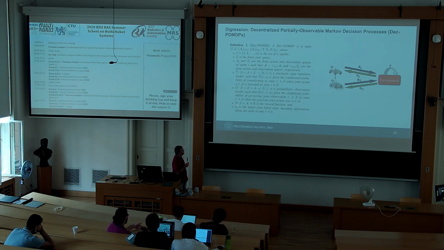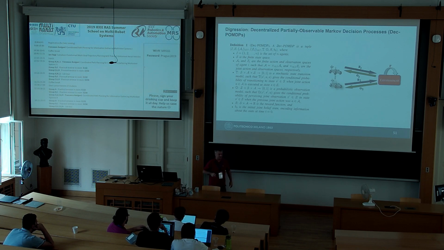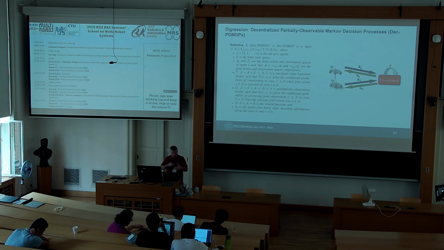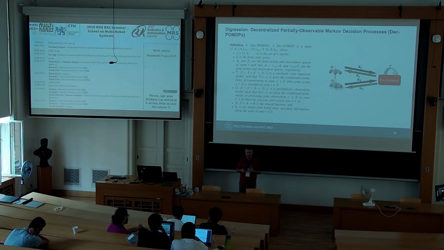And finally, we have the reward function that, given the state of the environment and the joint action of the agents, returns a real number, which is the gain of the system in some sense. So the optimal policy in this case is one where the agents act to maximize the sum of future rewards that they will get from the environment.